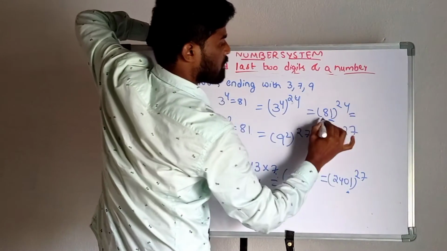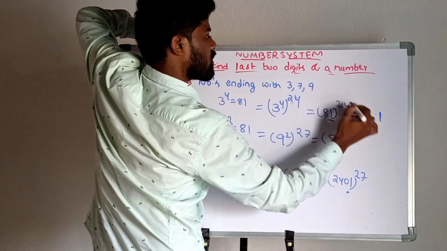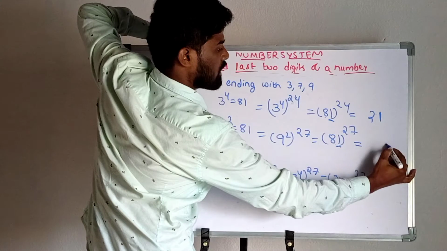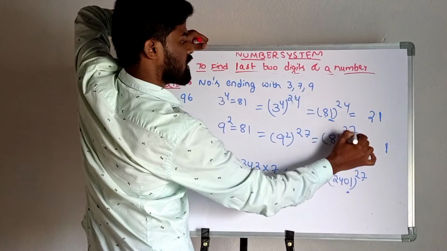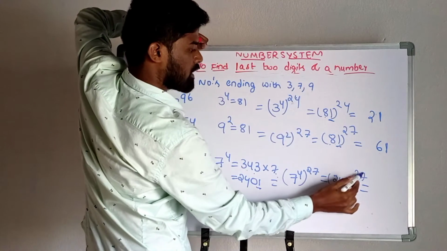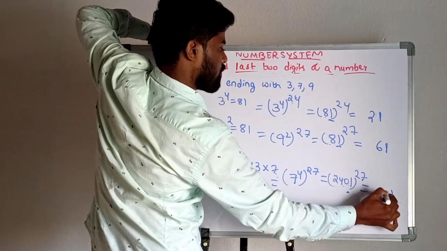1 power anything, unit digit becomes 1. Tens digit is 8 into 4, 32, 2. 1 power anything, 1. 8 into 7, 56, 6. 1 power anything, 1. 0 into 7, 0.